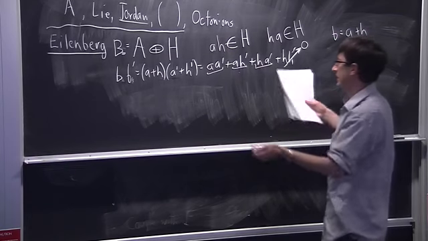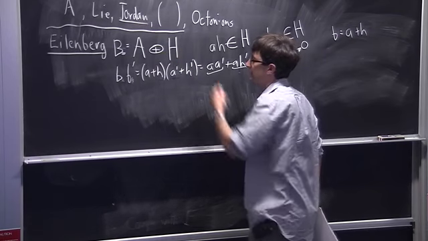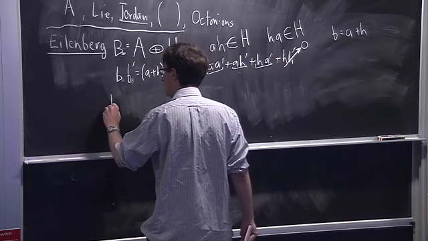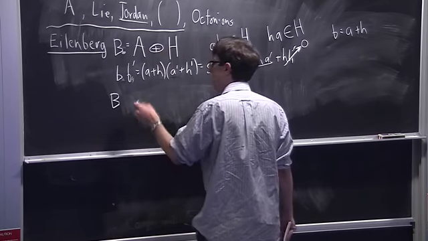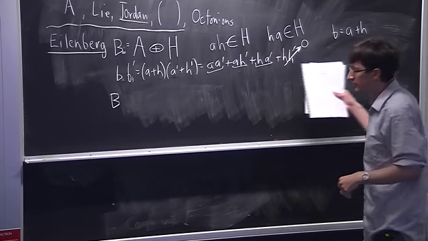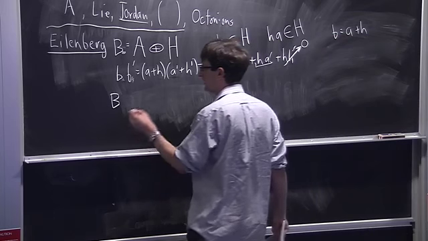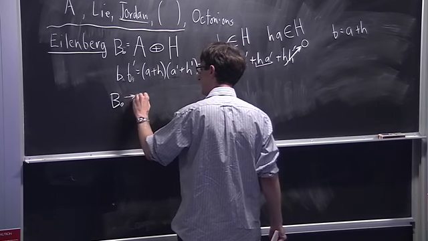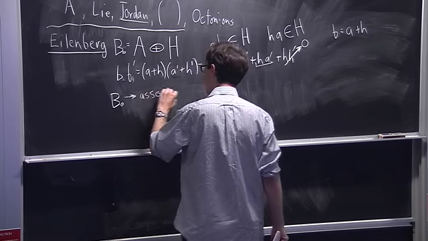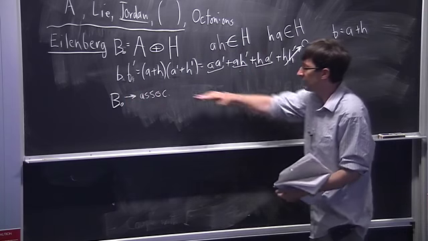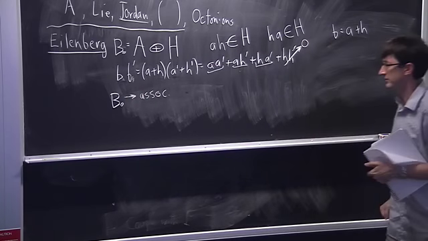But now I haven't yet said anything about A being associative. In particular, this is a definition of representation that is more general than the usual definition of a representation in algebra. If I now demand that B naught is associative, then I recover the usual associative definition of a representation.